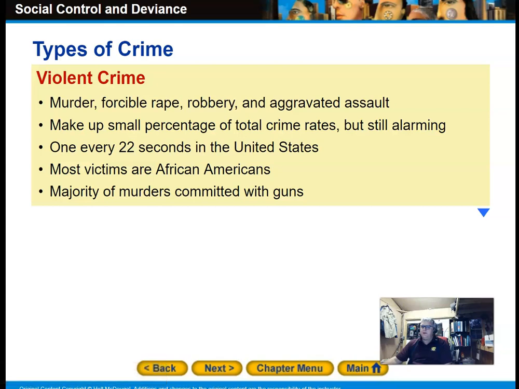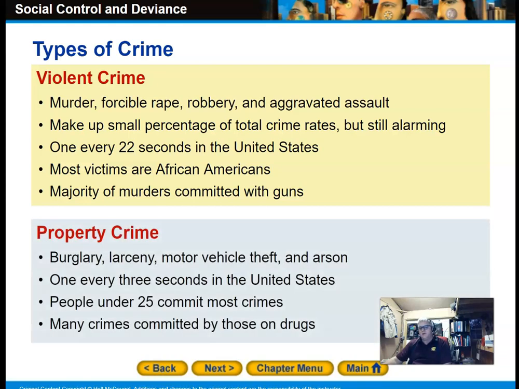Murder, forcible rape, robbery, and aggravated assault are considered violent crimes. They make up a small percentage of the total crime rates, but are still alarming. One every 22 seconds in the United States. Most victims are African Americans. The majority of murders are committed with guns.